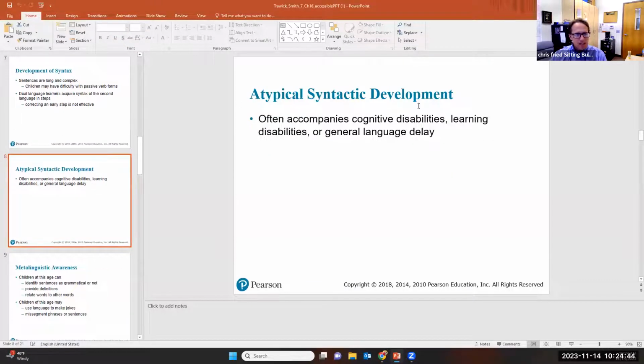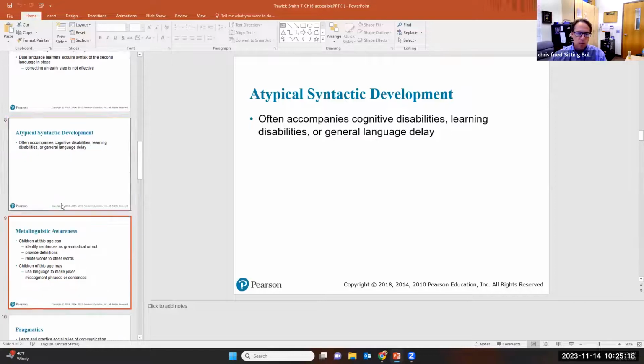Some atypical syntactic development may follow cognitive disabilities or learning disabilities, or there's something called general language delay, where students are just a little behind in acquiring language. It's not that they have a learning disability or cognitive disability, but maybe they were just not exposed to enough language as they entered kindergarten or first grade, for example. So they have some time that they need to catch up, and that's general language delay, and they will catch up over a little bit of time.